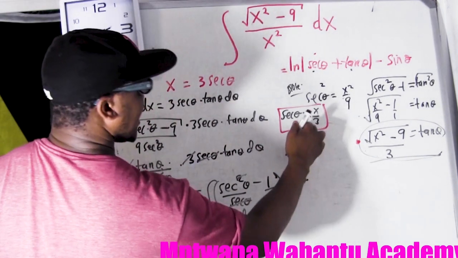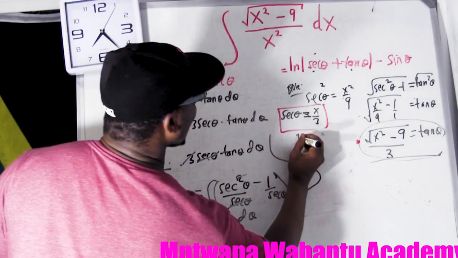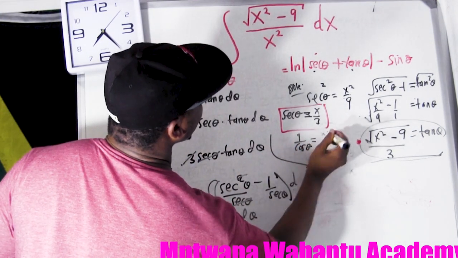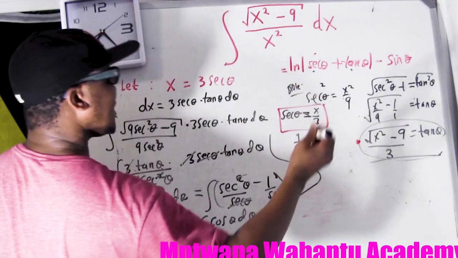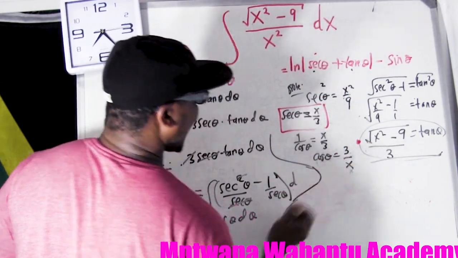So it's going to be x over 3. Now, what is sec? Sec is 1 over cos. So I can say 1 over cos of angle equal to x over 3. Let's flip it. So this is going to be cos of angle equal to 3 over x.